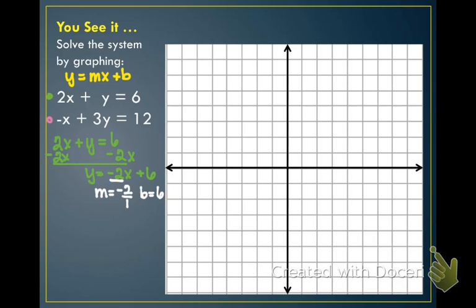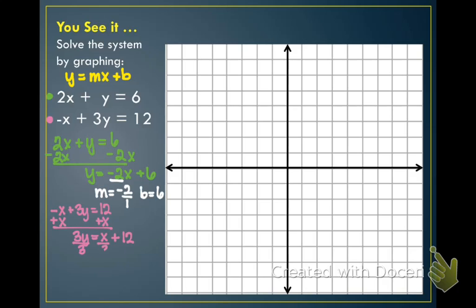Okay, the second equation here, let's go ahead and make this one our pink equation. It is going to be -x plus 3y equals 12. And so again, we just need to get the y by itself. We'll start by adding x to both sides. That gives me 3y equals x plus 12. The 12 is positive, so it's going to stay positive using addition. And then we have to divide by 3.